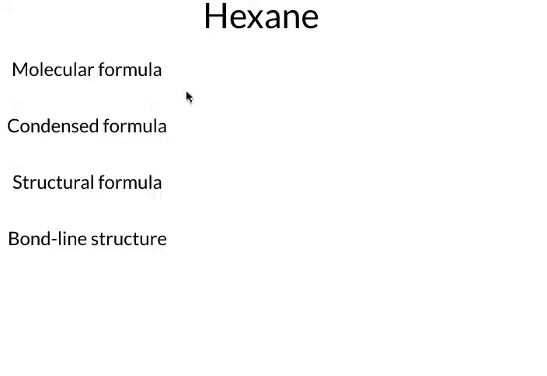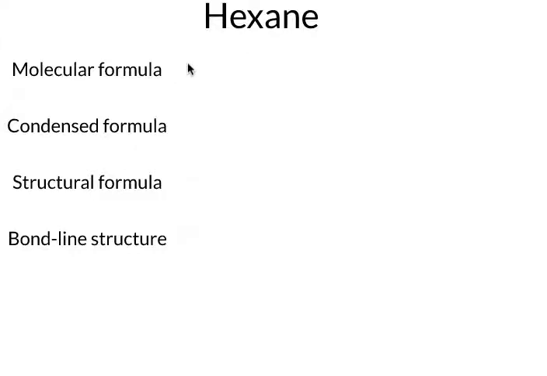To start, we're going to draw some simple structures for the molecule hexane. If you look at your list of prefixes, hex is 6. An alkane means that there are only carbon-carbon single bonds, and all of the carbons get their 4 bonds by finishing off with hydrogens.